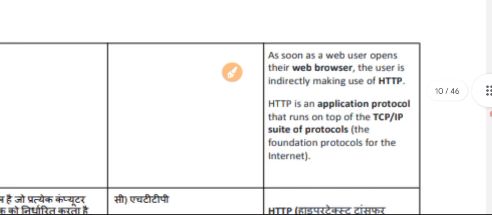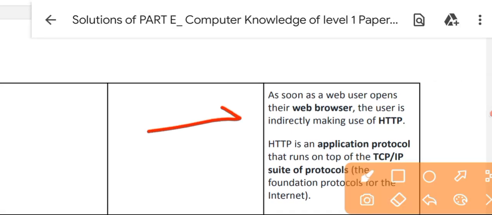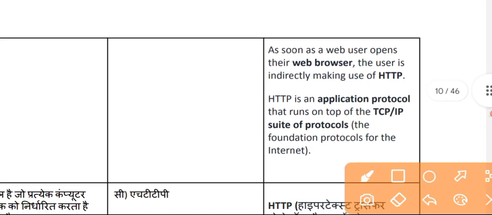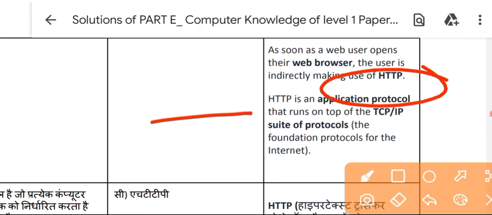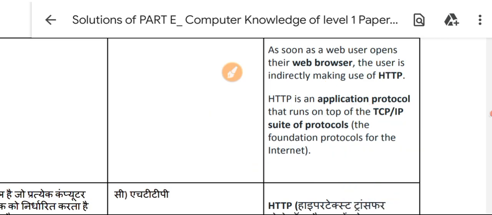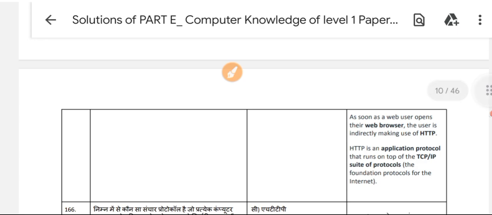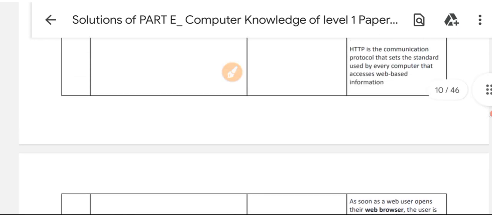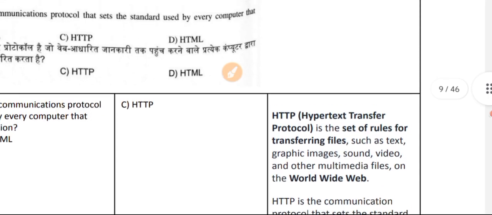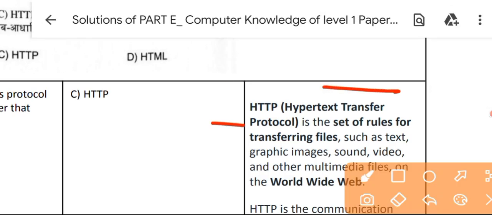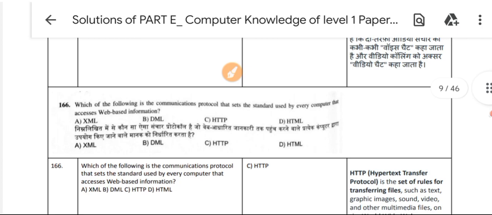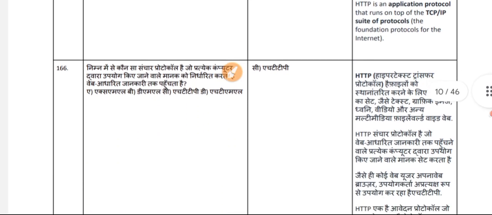As soon as a web user opens the web browser, the user indirectly makes use of HTTP. HTTP is the application protocol that runs on top of the TCP/IP suite of protocols, the foundation protocol of the internet. So you should always know what HTTP is. At least you should know the full form: HTTP, Hypertext Transfer Protocol. Okay, question 166 completed.